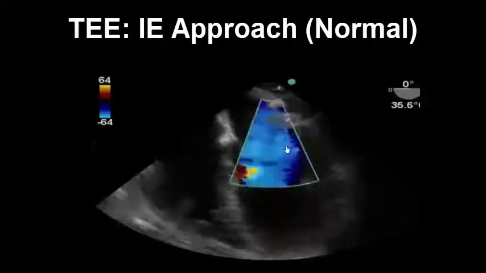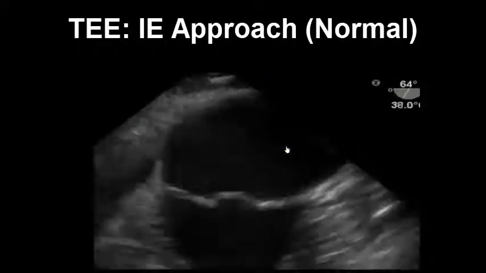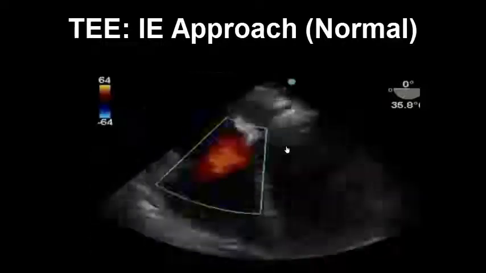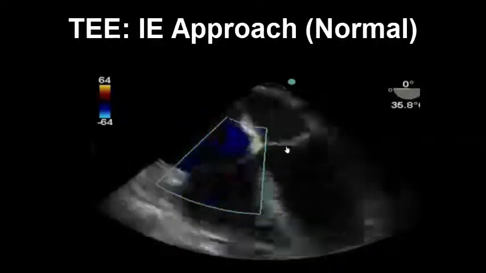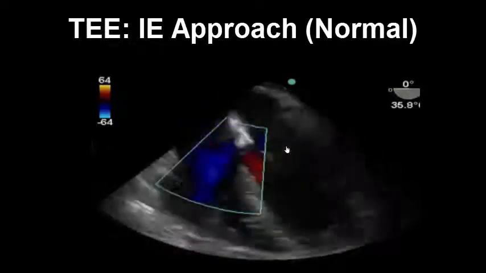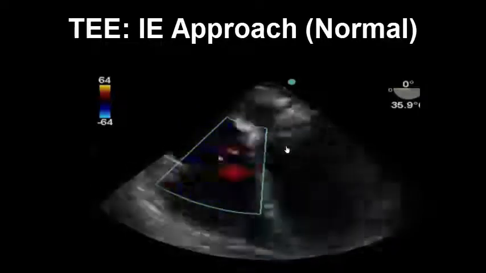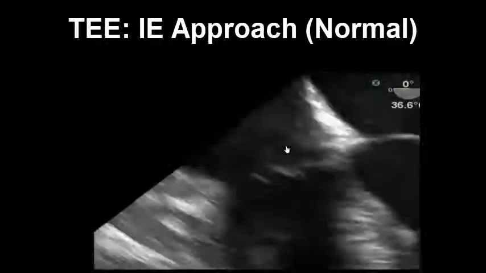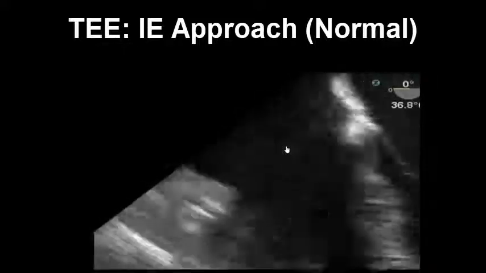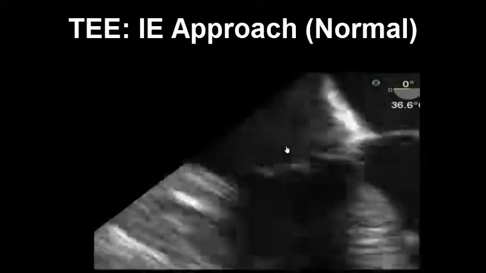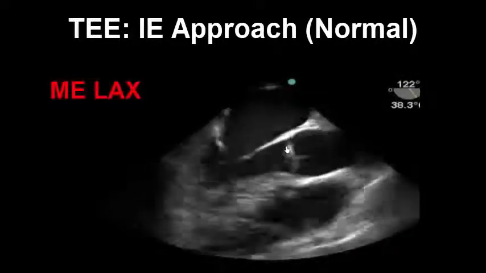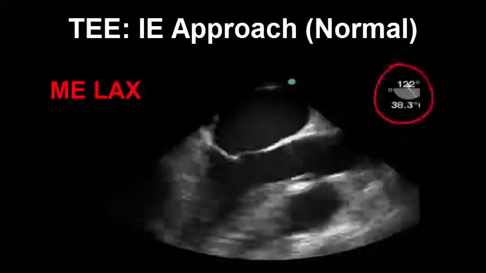The next thing we need to do is zoom in on the mitral valve to look for vegetations, which are not present in this patient. We now move the color box over to the tricuspid valve, and although we see some trace TR here, we do not see any obvious signs of vegetations. And as we can see here in the zoomed in image, we do not see any vegetations present on the tricuspid valve.